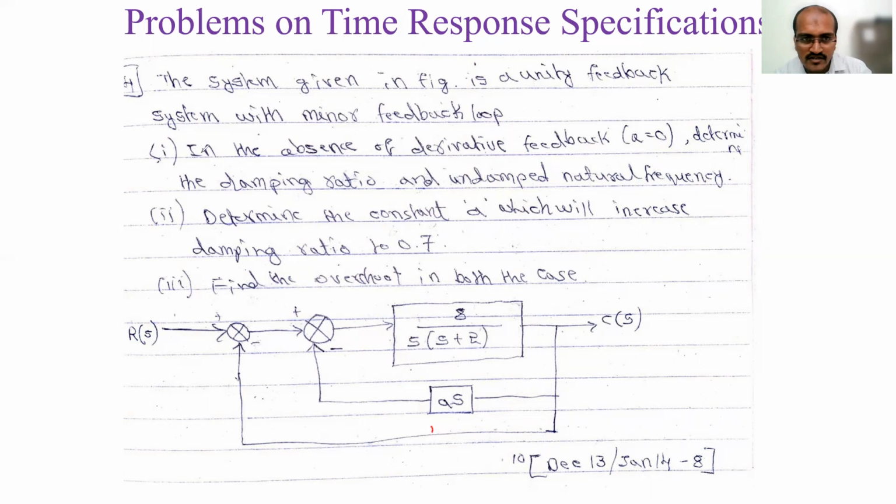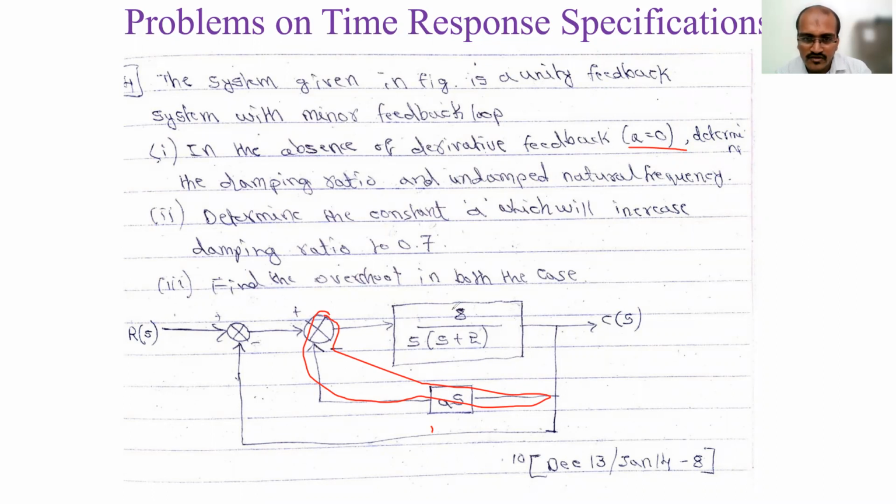Now in the first step, in the absence of derivative feedback, that is A equal to 0, you have to take. If you take A equal to 0, this path will be removed, and this summing point also will be removed. So this complete part will be removed. When you take this as 0, this path does not exist. You will only have A by S into S plus 2 and this unity feedback system. When A is 0, you have to find the damping ratio and undamped natural frequency.